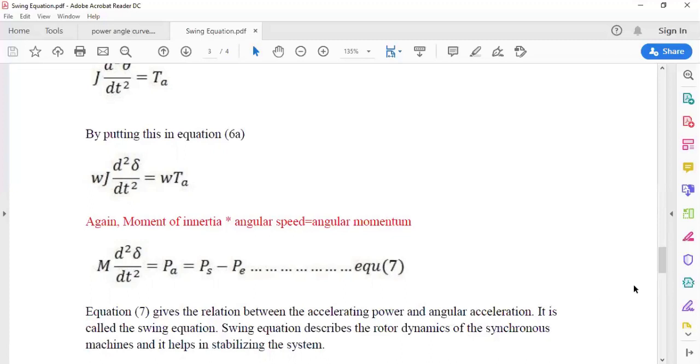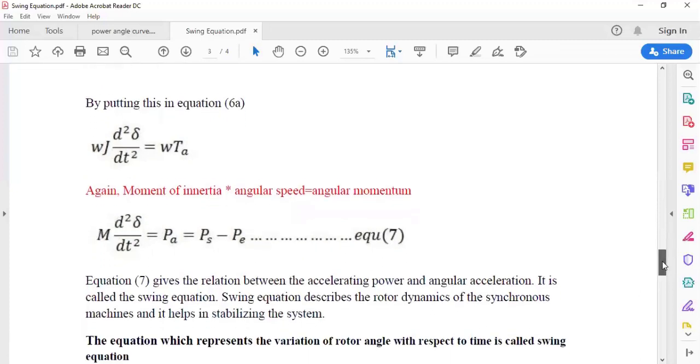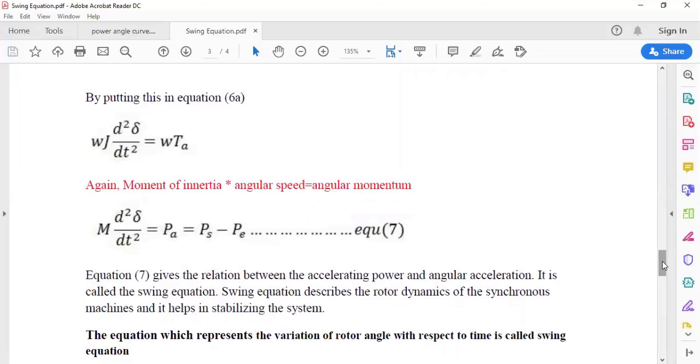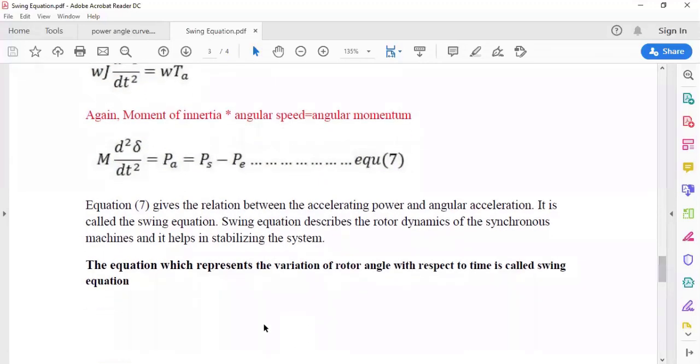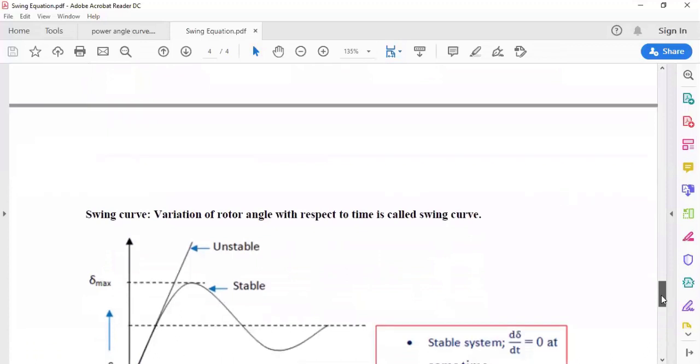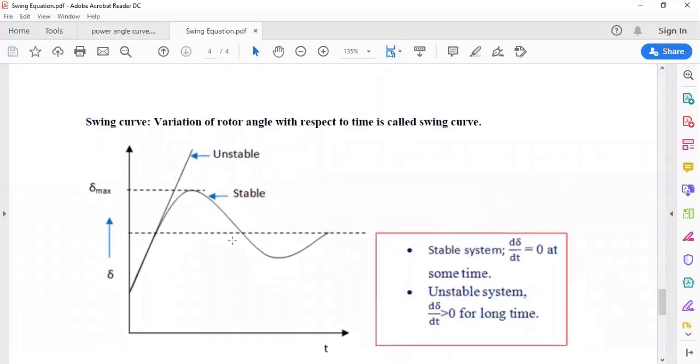That dynamics, the behavior of the synchronous machine, will affect the performance of the power system. So for this we need to stabilize the swing, or stabilize the dynamics, because otherwise if you do not damp the oscillation, the system will oscillate and the whole system will get disturbed. So the swing equation is the equation which will give you the variation of rotor angle with respect to time. That's how the swing equation is derived, and at the end the swing curve is drawn. I already have explained this one.